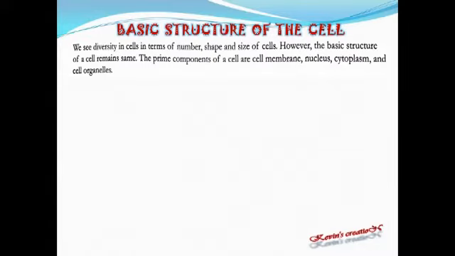Though we see that there are different types of shapes and sizes of the cells, however, the basic structure always remains the same. And in all the cells, you will find the cell membrane, nucleus, cytoplasm, and other cell organelles. So first we'll be starting with the cell membrane.